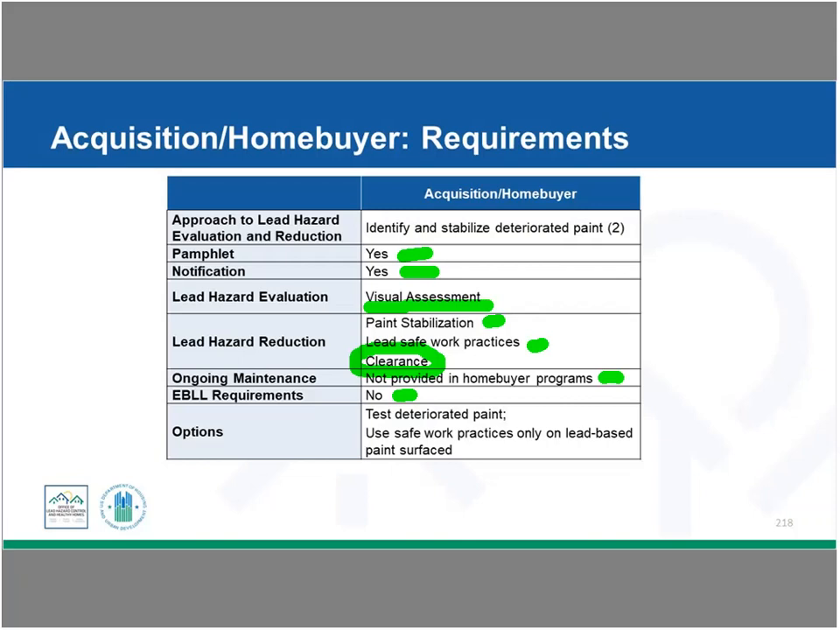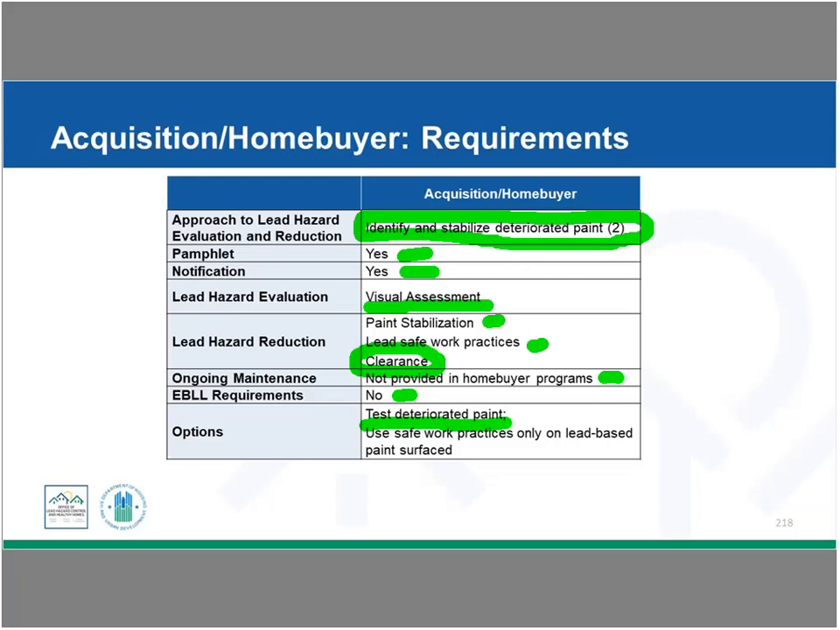Now, one thing that's important to mention here: as we've been talking about identifying and stabilizing deteriorated paint, we could go through that unit and maybe discover that we've got 20 places in that unit where we have deteriorated paint. So we know that we have to treat all of that. We have to stabilize all of that paint and do clearance. We have the option of doing testing on that deteriorated paint to determine, is it actually lead-based paint? If it's not, then we will not have to follow those same requirements.